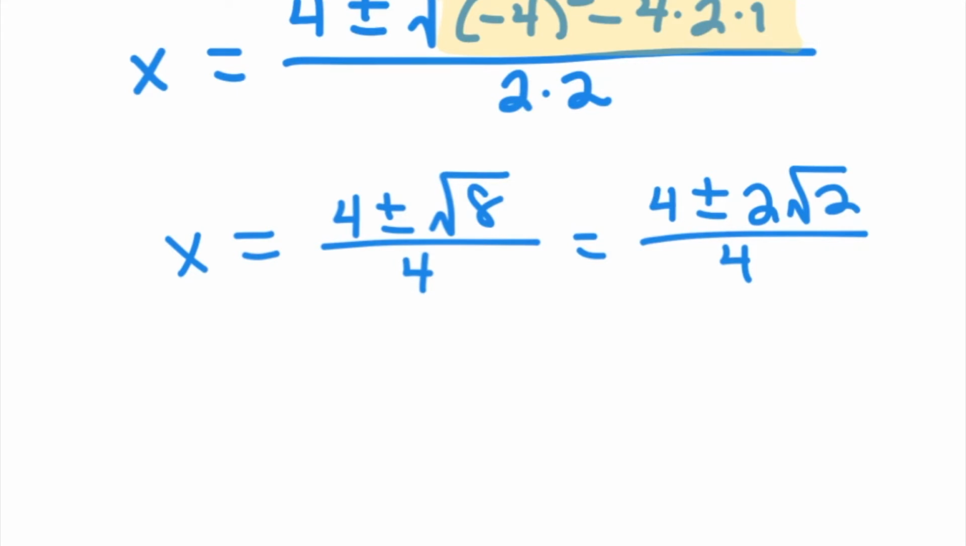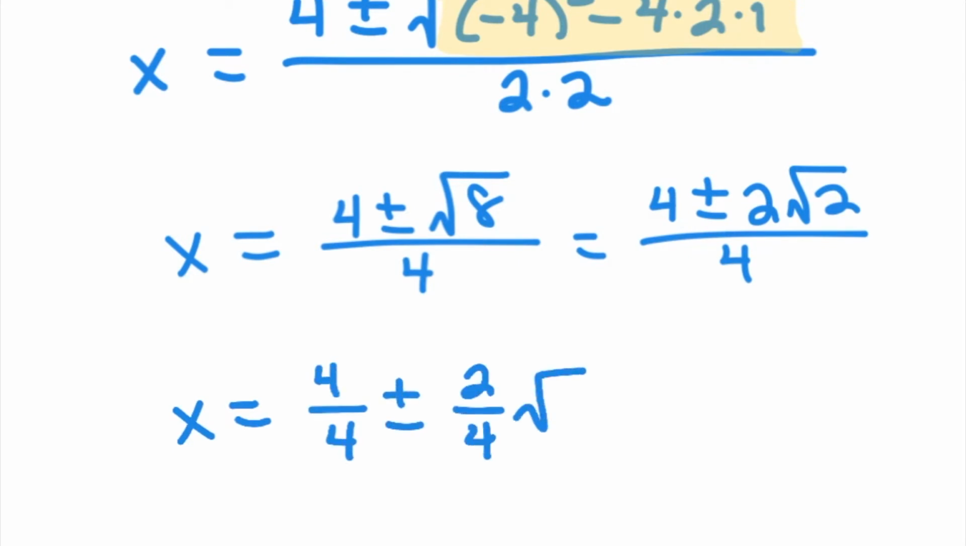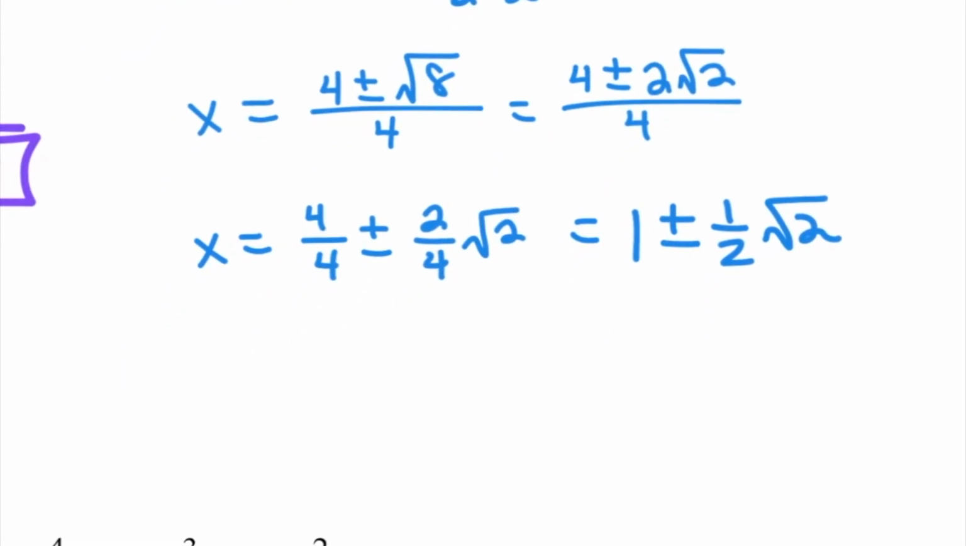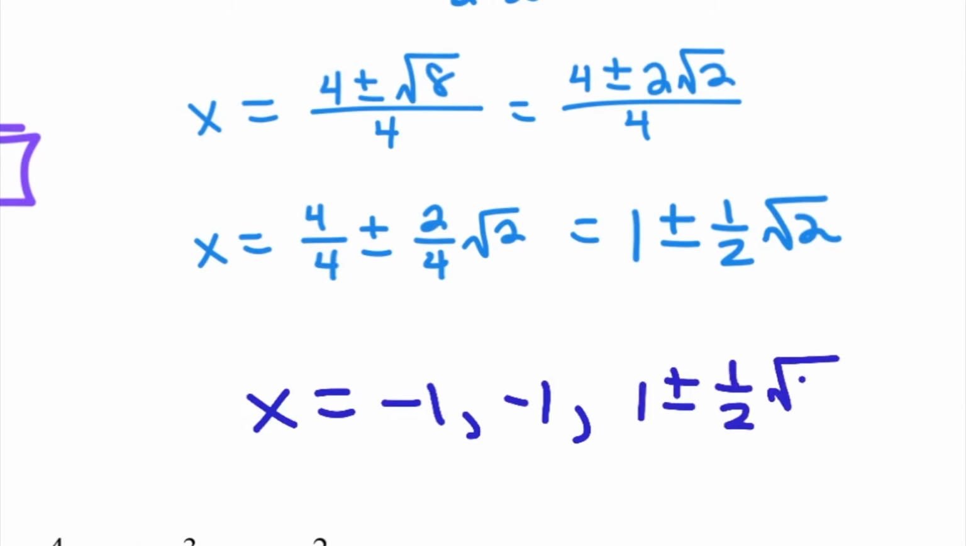And now you would want to simplify this solution. And I would start with 4 over 4 plus or minus 2 over 4 radical 2. And that gives you 1 plus or minus 1/2 radical 2, or radical 2 over 2 if you wanted to. And the directions say find all zeros, so you might want to pull that all together by saying, okay, x equals -1, -1, and 1 plus or minus 1/2 radical 2.